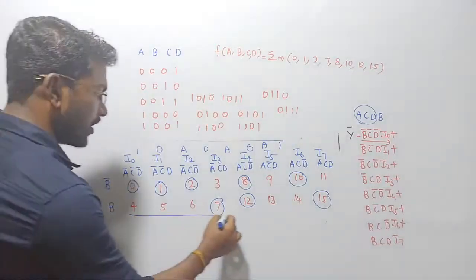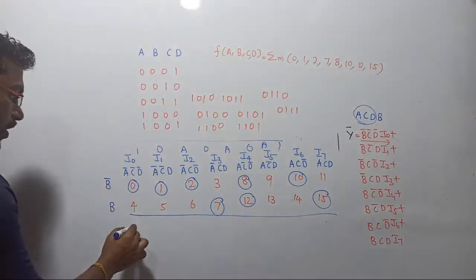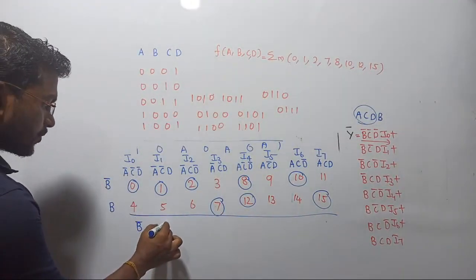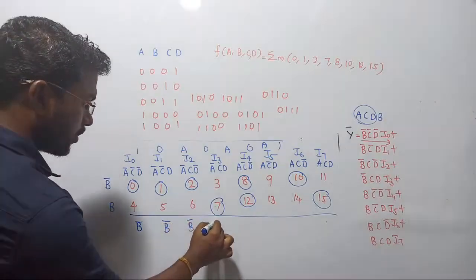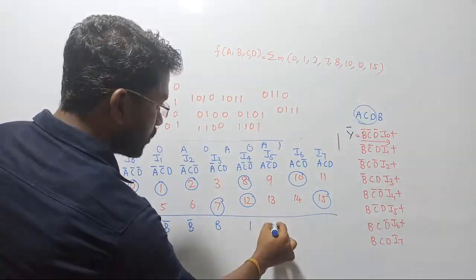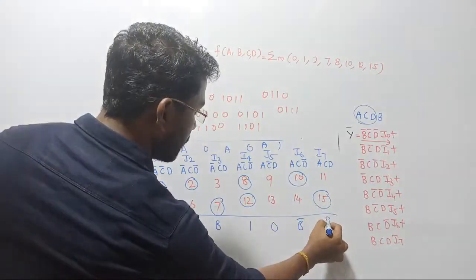Shall we start our journey? Let's assign the inputs now. This is B bar, this is B bar, this is B, this is 1, 0, this is B bar, this is B.